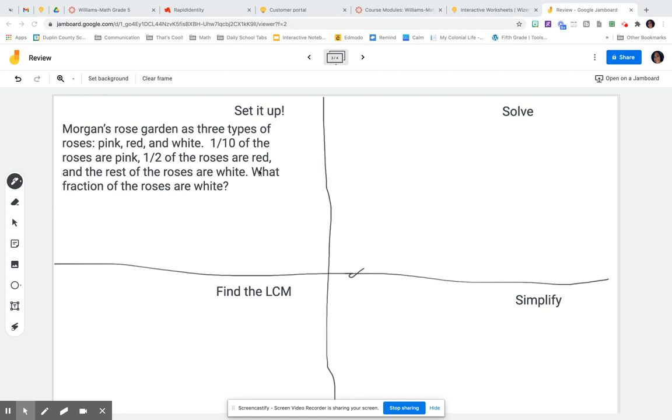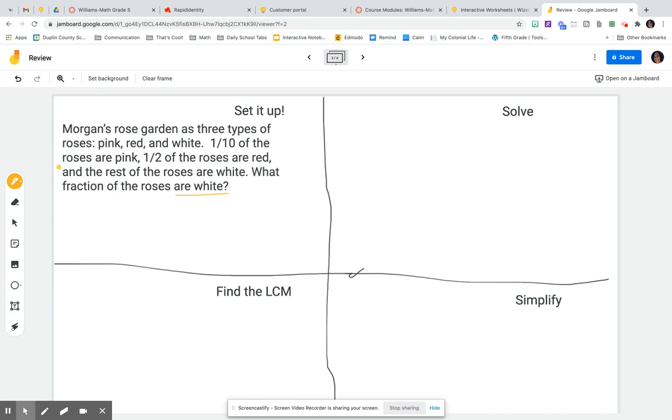All right, so Morgan's Rose Garden has 3 types of roses: pink, red, and white. 1/10 of the roses are pink, 1/2 of the roses are red, and the rest of the roses are white. What fraction of the roses are white?